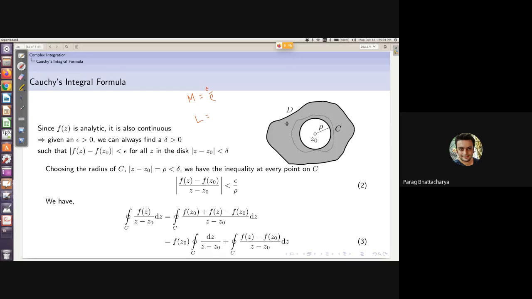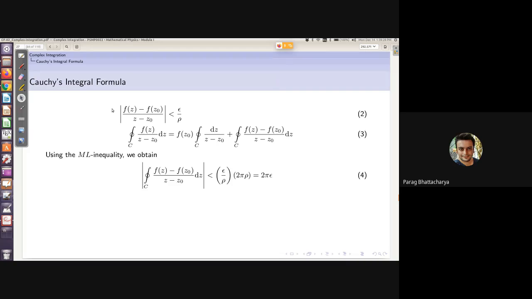Then what is L? L will be the length of this path. This is a circle, no? So what is the length of the circumference of a circle? It is 2 into pi into the radius, and we have chosen the radius to be rho. So M is epsilon by rho, and L is 2 pi into rho. That's what we substitute over here. This is M and this is L. So in M into L, rho gets cancelled, and what is left behind is 2 pi epsilon.